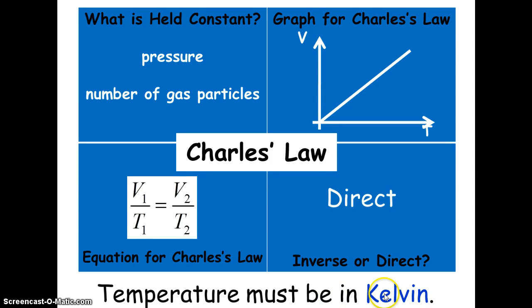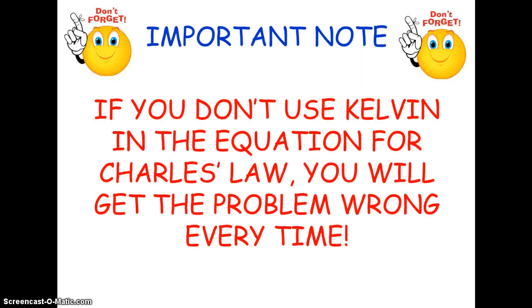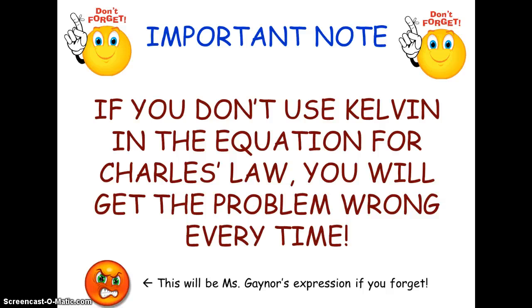The last thing we want to know is when we're solving problems for Charles' law, temperatures must always be in Kelvin. This is very important. If you don't use Kelvin in the equation, you'll always get the problem wrong. And this will be my expression if I see people who know how to solve the problems making simple mistakes because they forget to convert to Kelvin. So, don't forget, always convert to Kelvin.